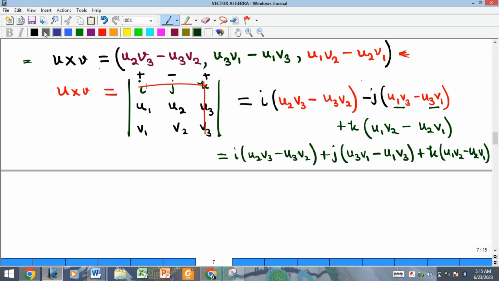And so in my component form now, I am exactly going to get what you have here. So you can already see it. The first component is u2 v3 minus u3 v2, which is this first one. And then the second one is this positive, and then the third one is that. So that's actually how that formula was gotten.